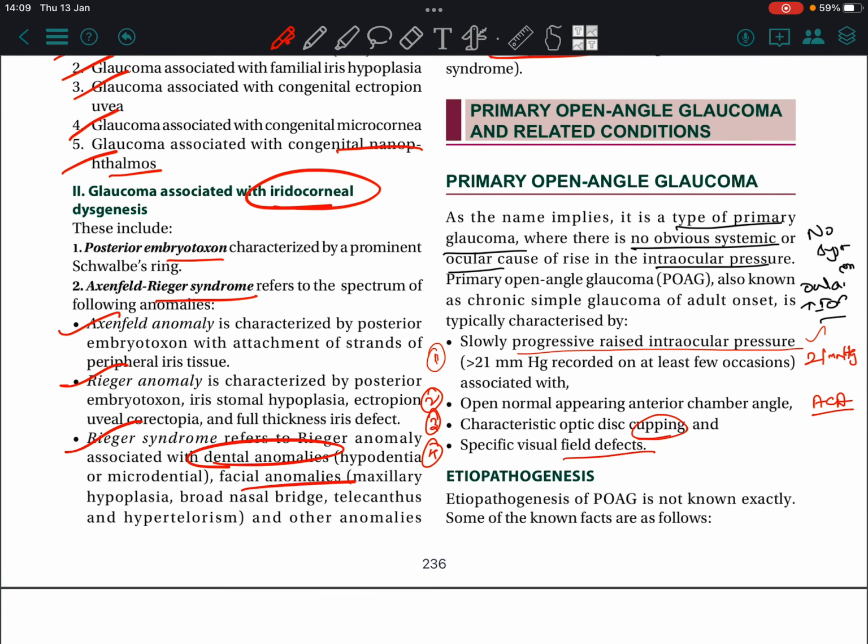Then let's see about primary open angle glaucoma and associated conditions.